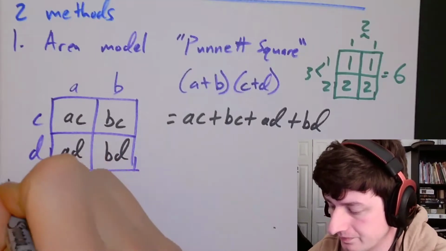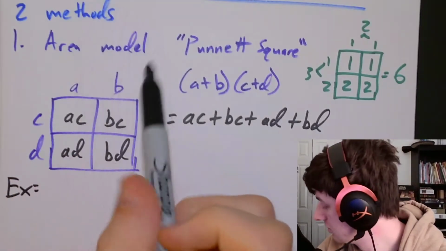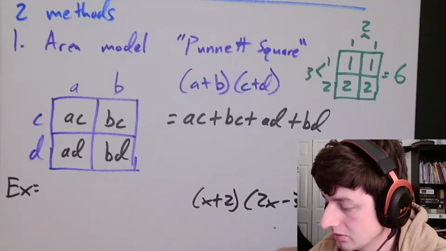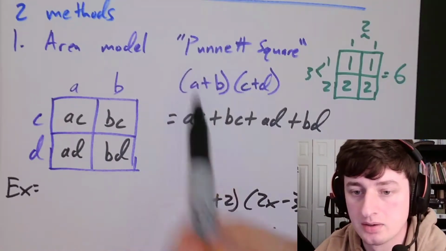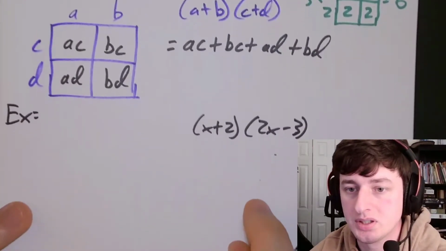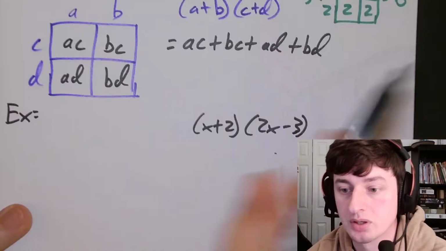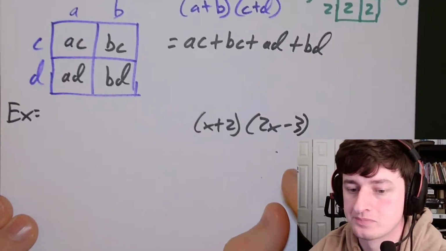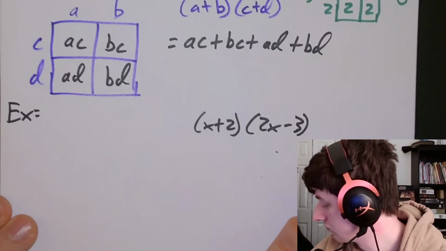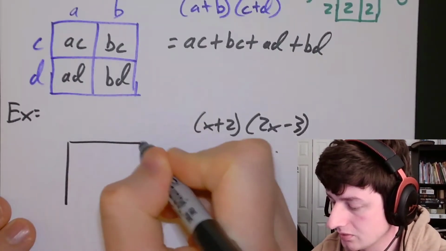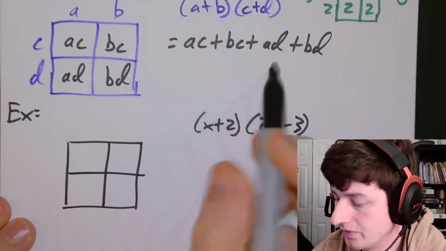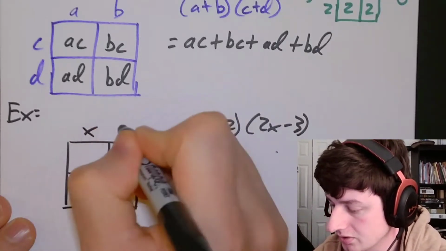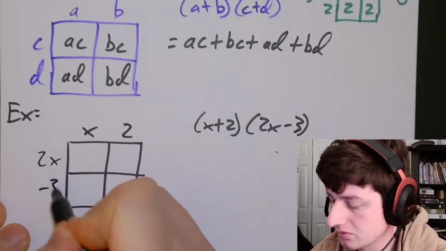So let's go back to our example. Our example was x plus 2 times 2x minus 3, right? And so x is A, 2 is B, C is 2x, and D is negative 3. And if I'm going too fast, please tell me in chat or something. Okay. So we're just going to take the pieces of our multiplication, this stuff in parentheses times this stuff in parentheses, and assign it to the square side. So we can do x here, 2 there, and then 2x and a minus 3.